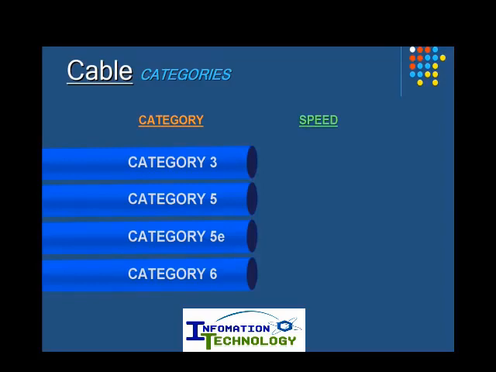So category 3 has a maximum speed of 10 megabits per second. Category 5 has a maximum speed of 100 megabits per second. And category 5E and 6 have maximum speeds of 1,000 megabits per second.